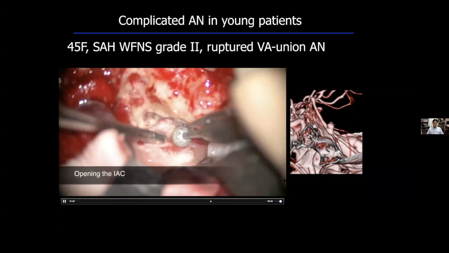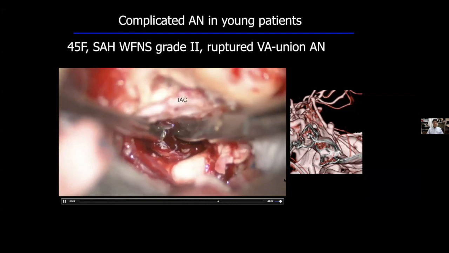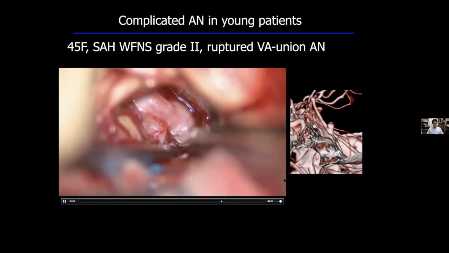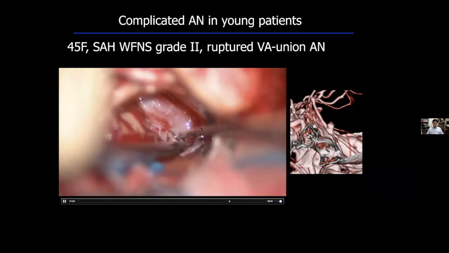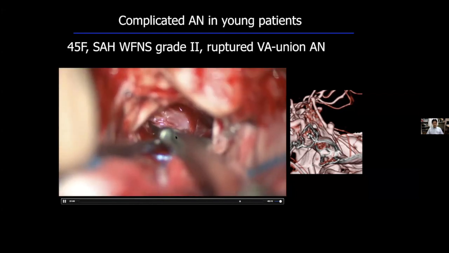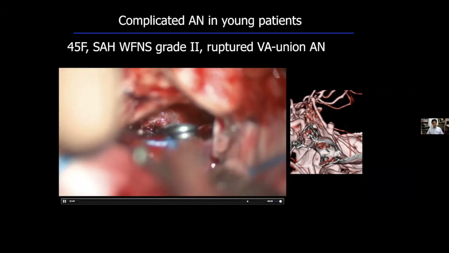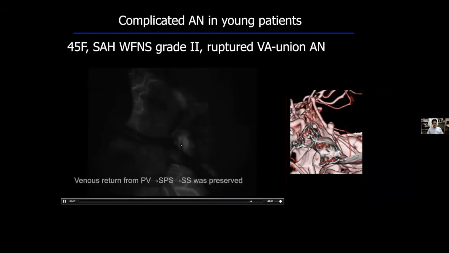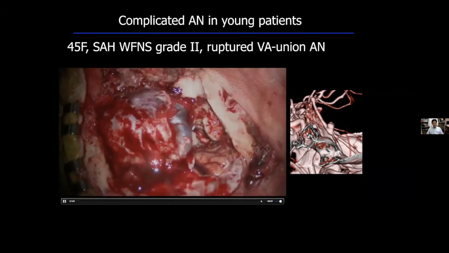And to accommodate the clip head, I need to open the internal auditory canal too. And now I'm identifying the distal basilar trunk, and this is the aneurysm. And I'm isolating the perforators here. Look, you can have a wide space here. And now I'm confirming the venous return is preserved like this.